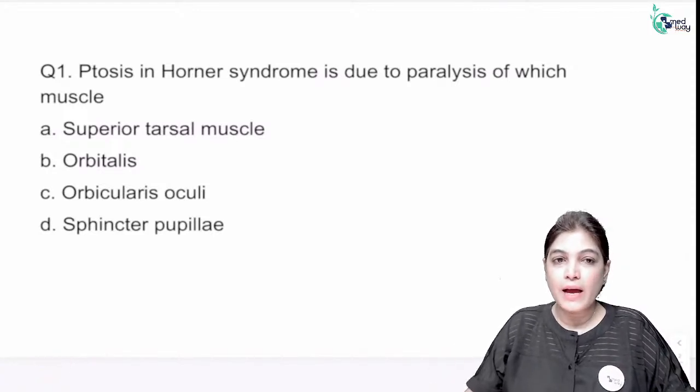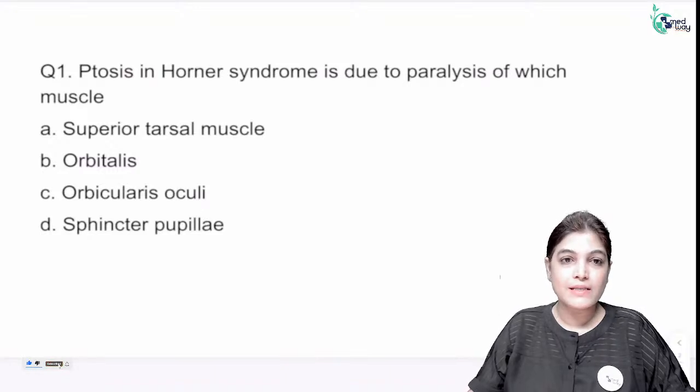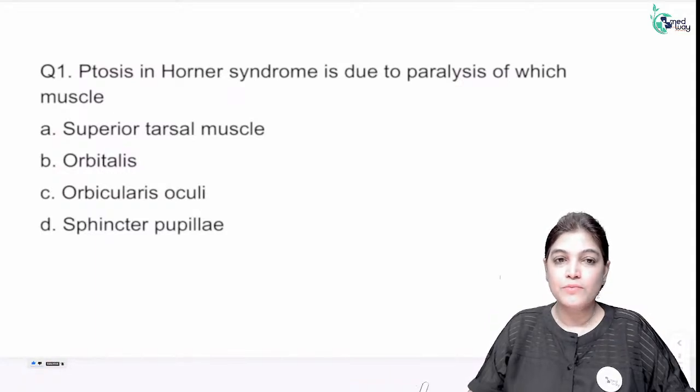So the first MCQ is: ptosis in Horner syndrome is due to the paralysis of which of the following muscles? The options are superior tarsal muscle, orbitalis, orbicularis oculi, sphincter pupillae.